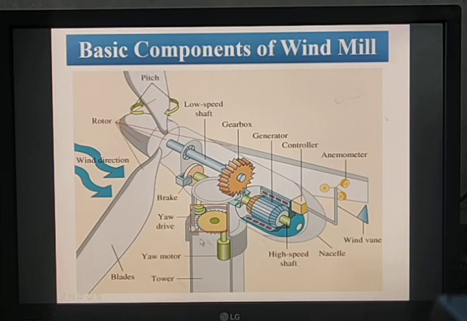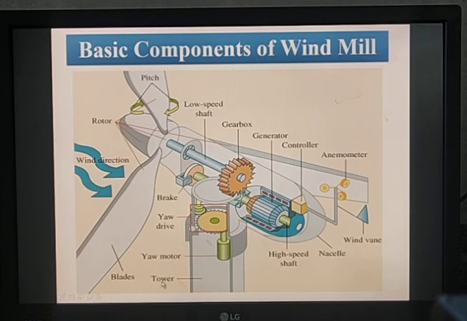The yaw drive rotates the rotor to face the direction the wind changes to. Based upon the wind vane, the signal is given to the yaw drive. With the help of the yaw motor, the position is changed. The yaw motor powers the yaw drive to rotate.